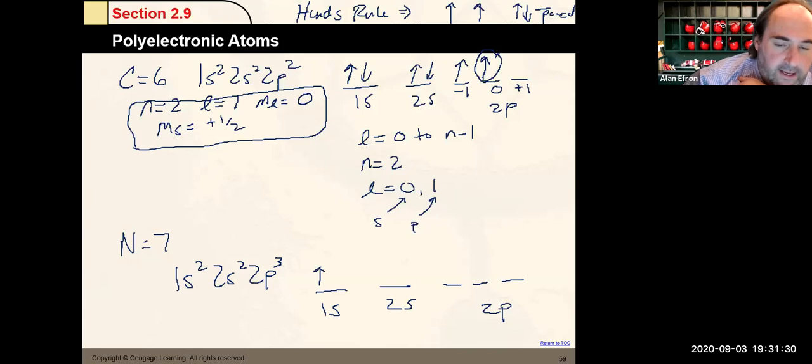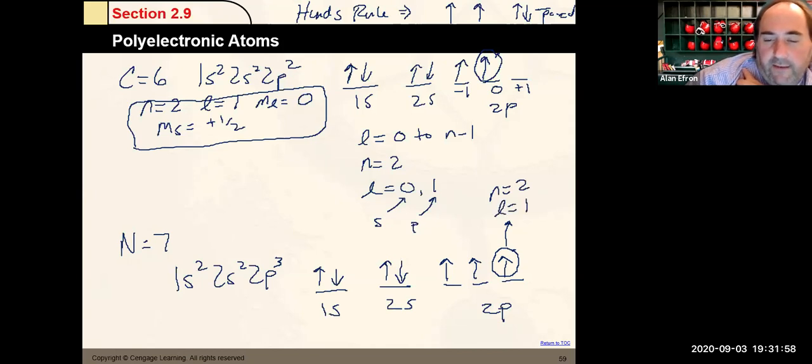We go in 1 and 2, 3 and 4. And again, following Hund's rule, the 5th, 6th, and 7th electron should go in there. And at this point, our n value for this electron should be n equals 2 still. L is still equal to 1 because it's a p orbital we're in.